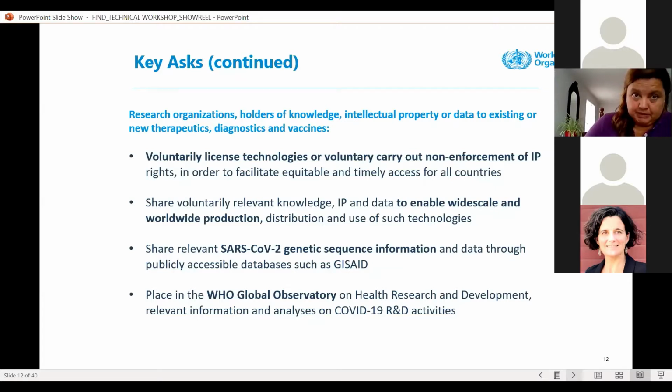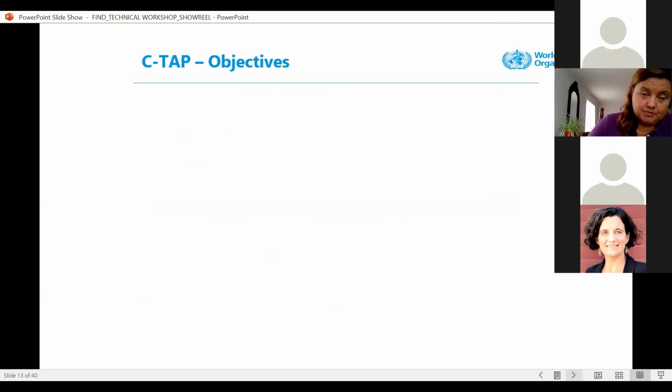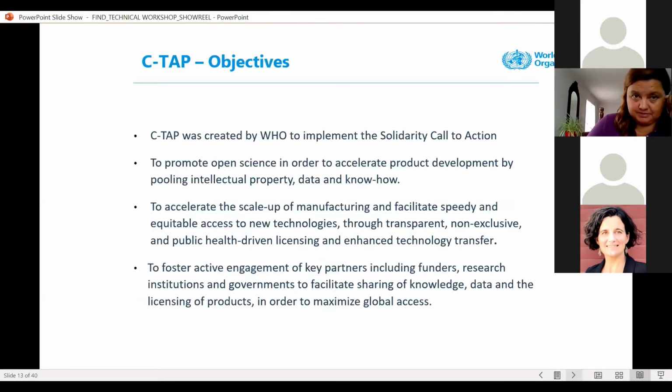Next one. And the main objectives, as I said, next one. You can, yeah, thanks. This CTAP, or this COVID Technology Access Pool platform, was created with different partners in order to implement this solidarity call to action. So, as I said, the main objective is to accelerate the scale up of the manufacturing of the key products or key technologies to get equitable access.